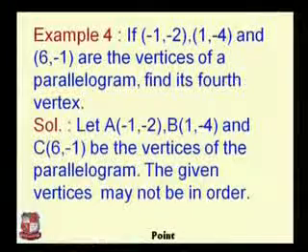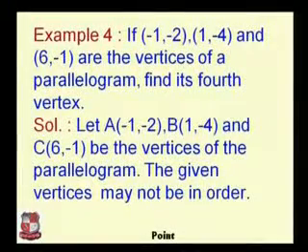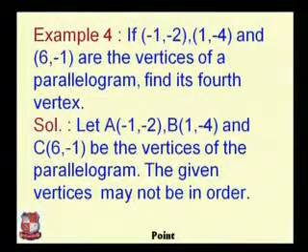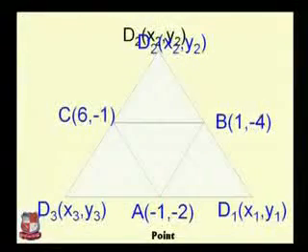Next example, if (minus 1, 2), (1, minus 4) and (6, minus 1) are the vertices of a parallelogram, find its fourth vertex. Now let us see the solution. Let A(minus 1, 2), B(1, minus 4) and C(6, minus 1) be the vertices of the parallelogram. The given vertices may not be in order. So let us see this figure.